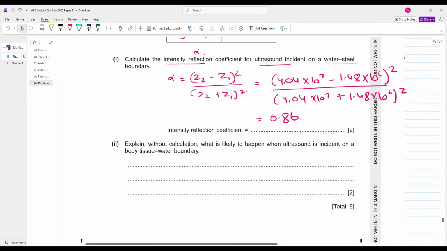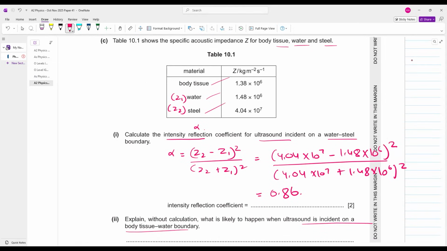Okay. Explain without calculation what is likely to happen when ultrasound is incident on a body tissue water boundary. If your ultrasound is incident on a body tissue water boundary, what will happen? Can you see the specific acoustic impedances are similar? If the specific acoustic impedances are similar, the intensity reflection coefficient approaches 0. If the intensity reflection coefficient approaches 0, all ultrasound will be transmitted.